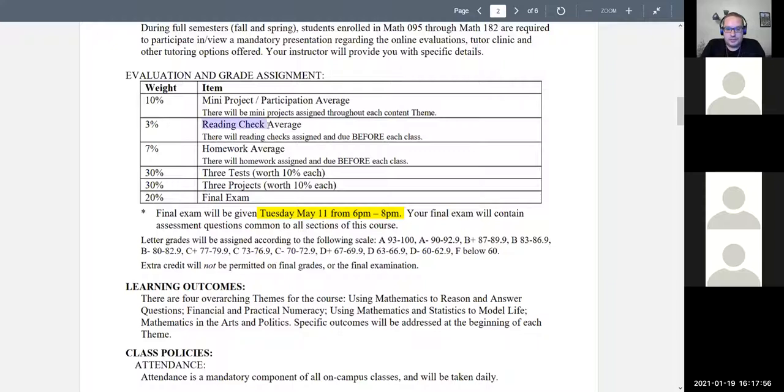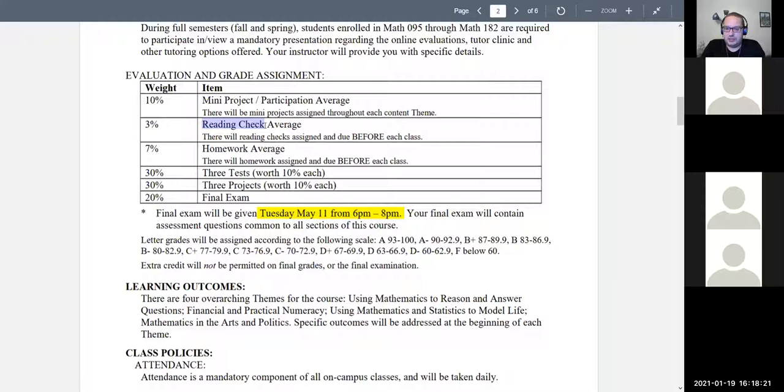The reading checks, so let's go through that. Mini project is going to be, before classes went remote, it was an in-class kind of thing. But now since we're going remote, that's going to be like a mini quiz on Web Campus.